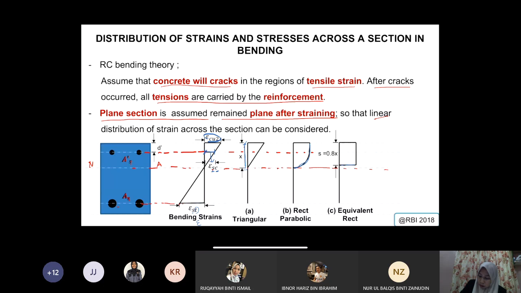So you cannot take the actual height of X. You have to take a certain percentage of the height, which is 0.8, 80% of X, the height of your neutral axis. That one is considered as the height of your stress block. So this is for your stress block.